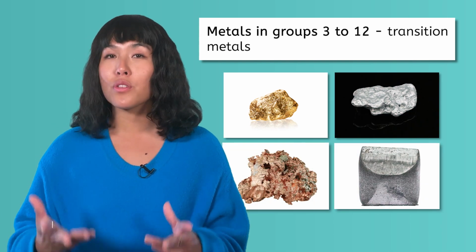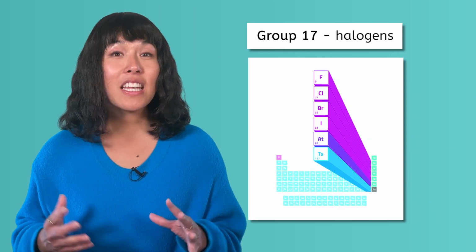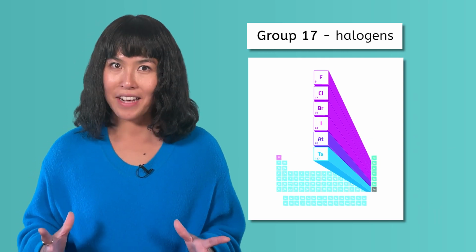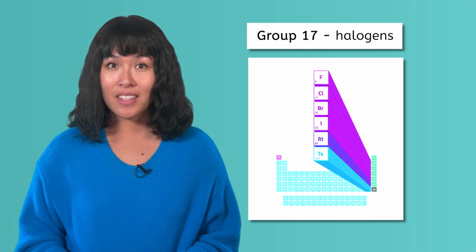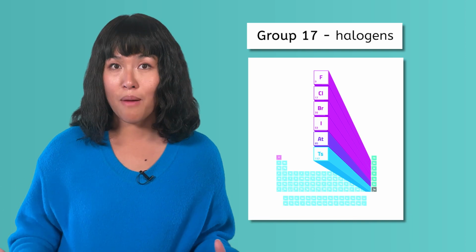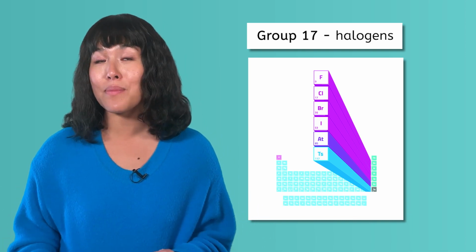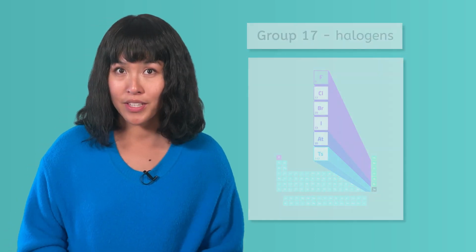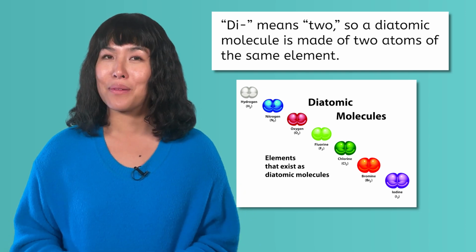While the elements in groups 13 to 16 are important as a group, they don't have many defining characteristics. So we are going to jump over to group 17, the halogens. These nonmetals are very reactive. So much so that they can't exist as single atoms in nature. These elements are either part of a larger compound with other elements or bond with another atom of the same element to form diatomic molecules. Di means two, so diatomic means two atoms.